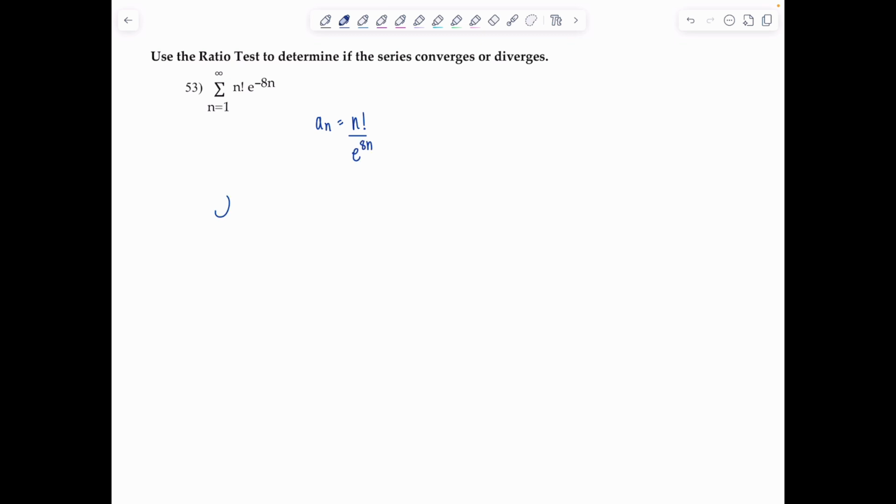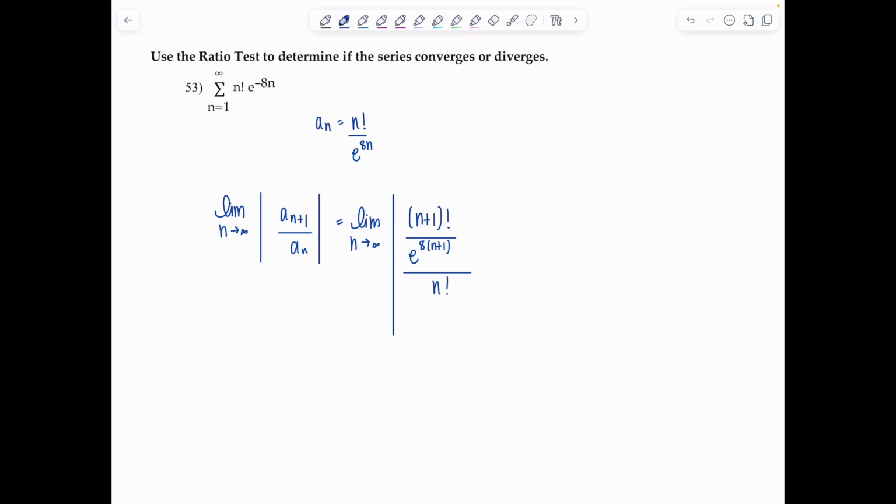Now let's go ahead and apply the ratio test. We're going to take the limit as n approaches infinity of the absolute value of a sub n plus 1 over a sub n. A sub n plus 1 is n plus 1 factorial over e raised to the 8 times n plus 1. And then I'm going to divide all of this by a sub n, which is n factorial over e raised to the 8n.